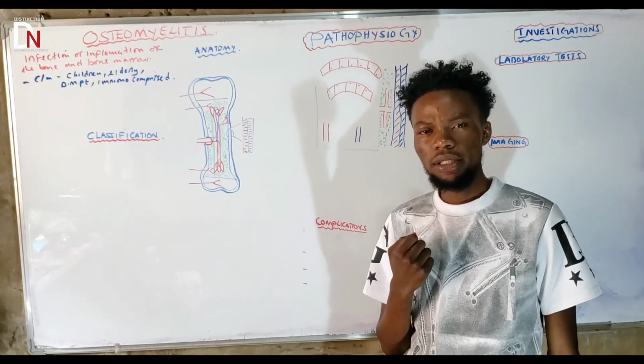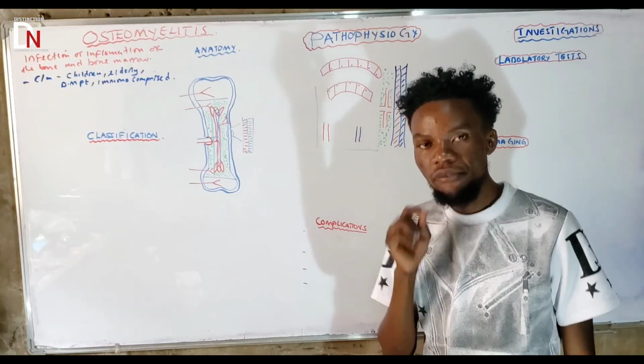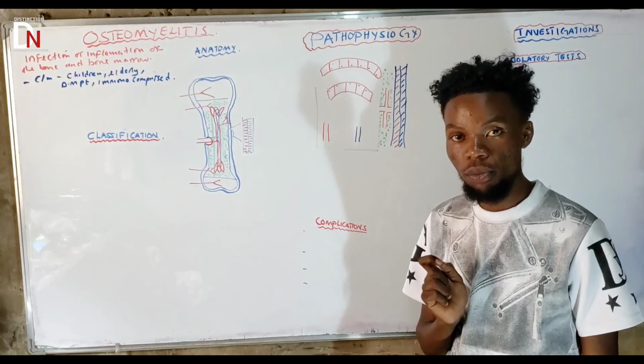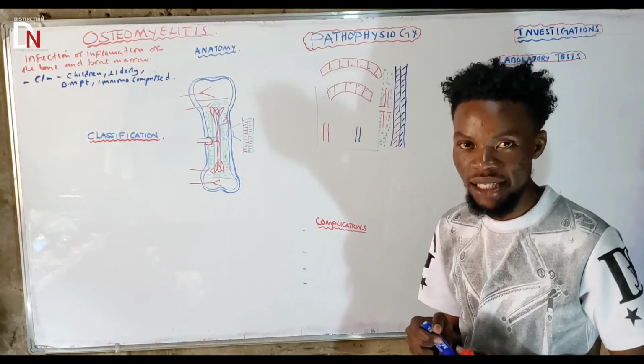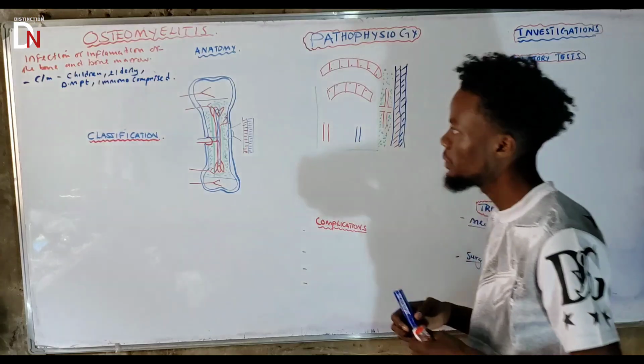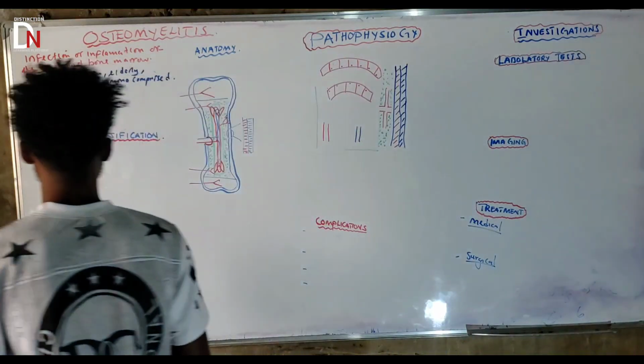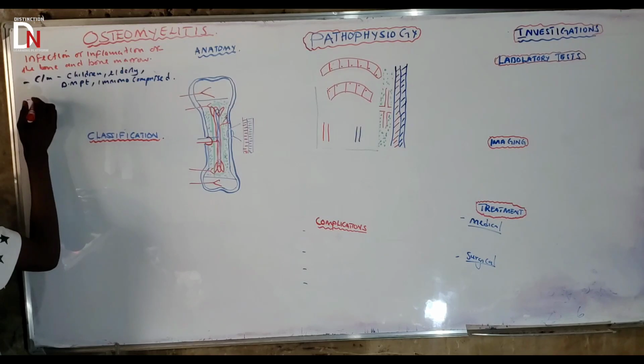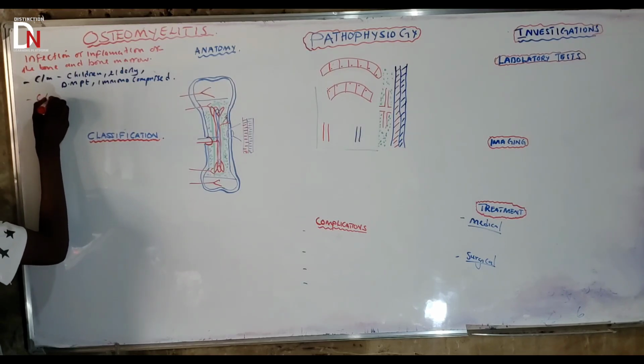Now, since it is an infection of the bone and the bone marrow, what are the causative agents that can cause it? What are those infectious agents that can cause osteomyelitis? Which one is the common one? The common one is Staphylococcus aureus, Staph aureus. Let's again talk about the common agent that can cause osteomyelitis.